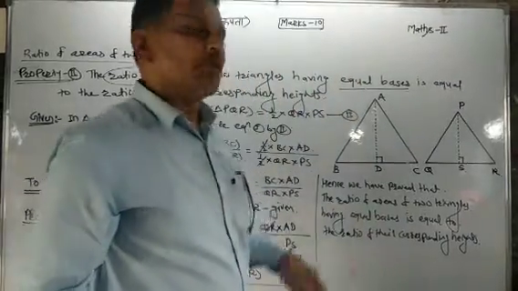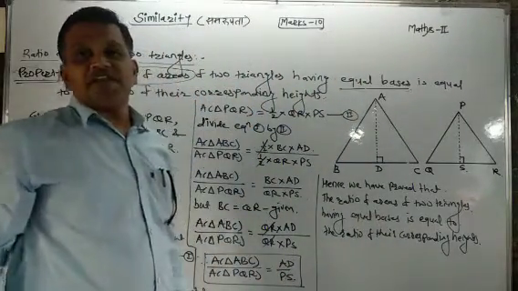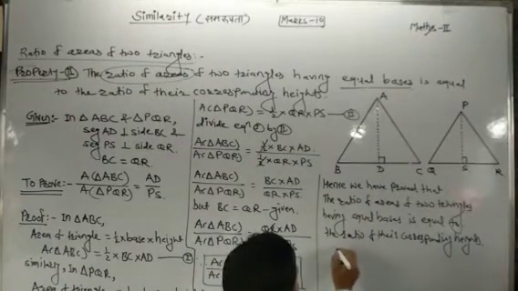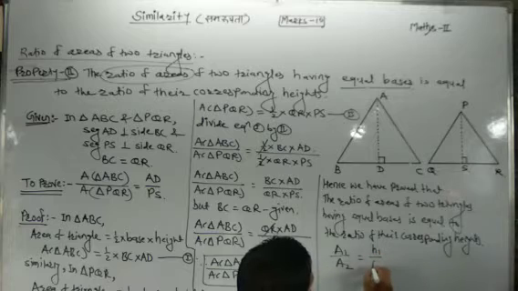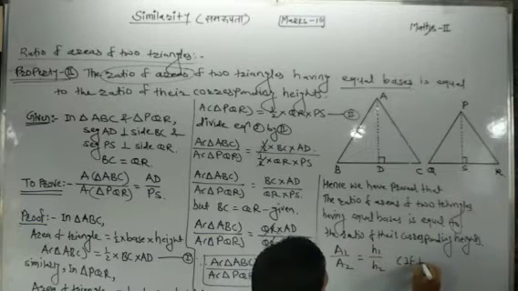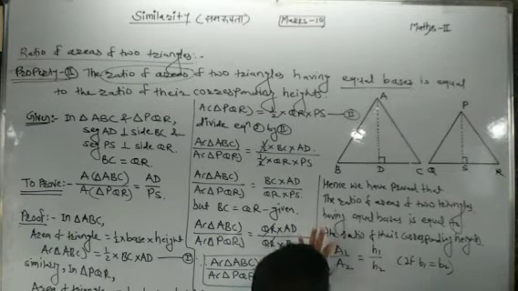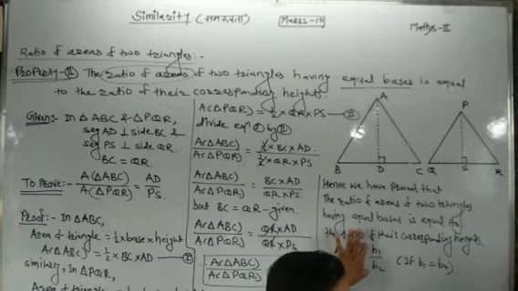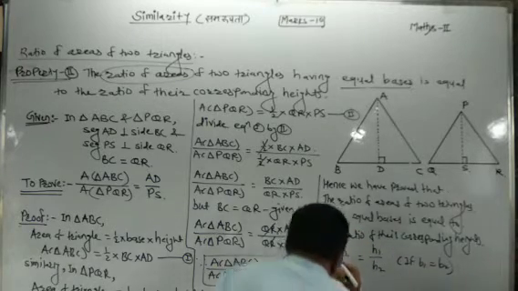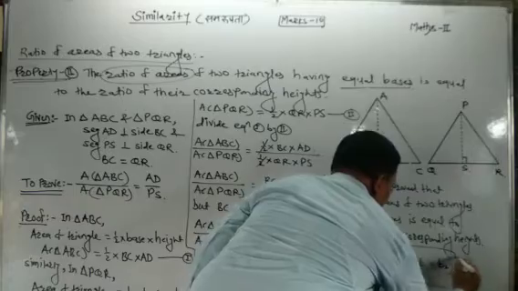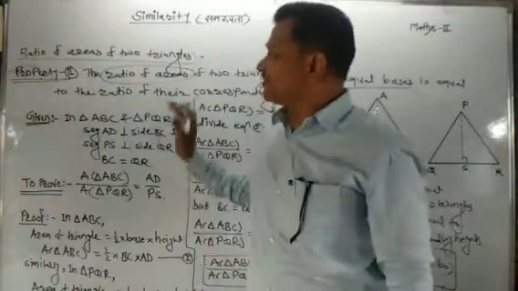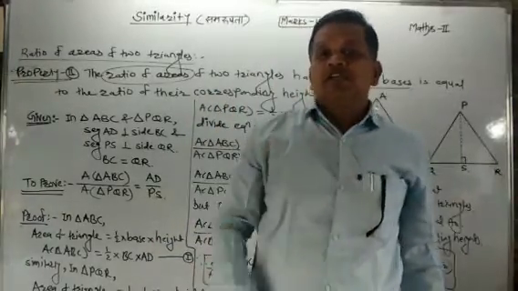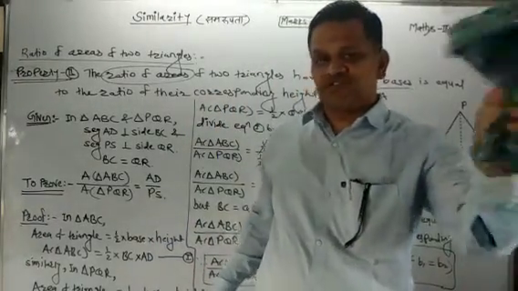Friends, we can write this statement in short like this. Means area of first triangle divided by area of second triangle is equal to height of first triangle divided by height of second triangle if B1 equal to B2. Means if the bases are equal, then the ratio of areas of two triangles is equal to the ratio of their corresponding heights. You can learn this statement by heart and try to write the proof of this statement in your own language. Understand?